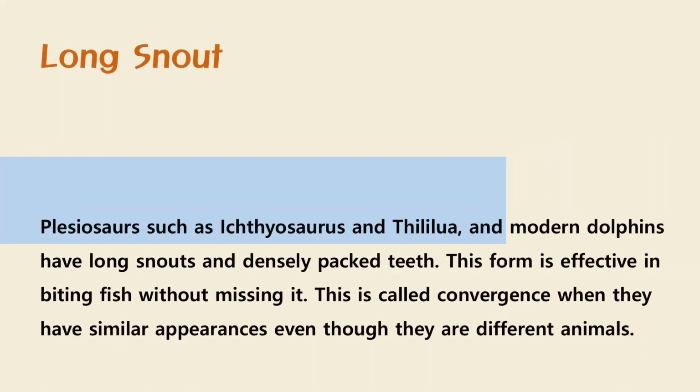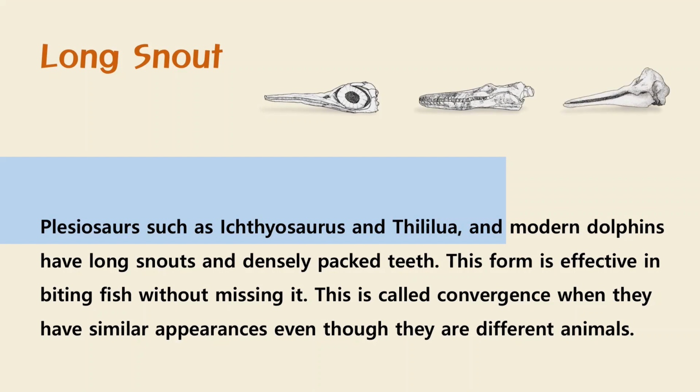Long snout. Plesiosaurs such as Ichthyosaurus and modern dolphins have long snouts and densely packed teeth. This form is effective in biting fish without missing it. This is called convergence when they have similar appearances, even though they are different animals.